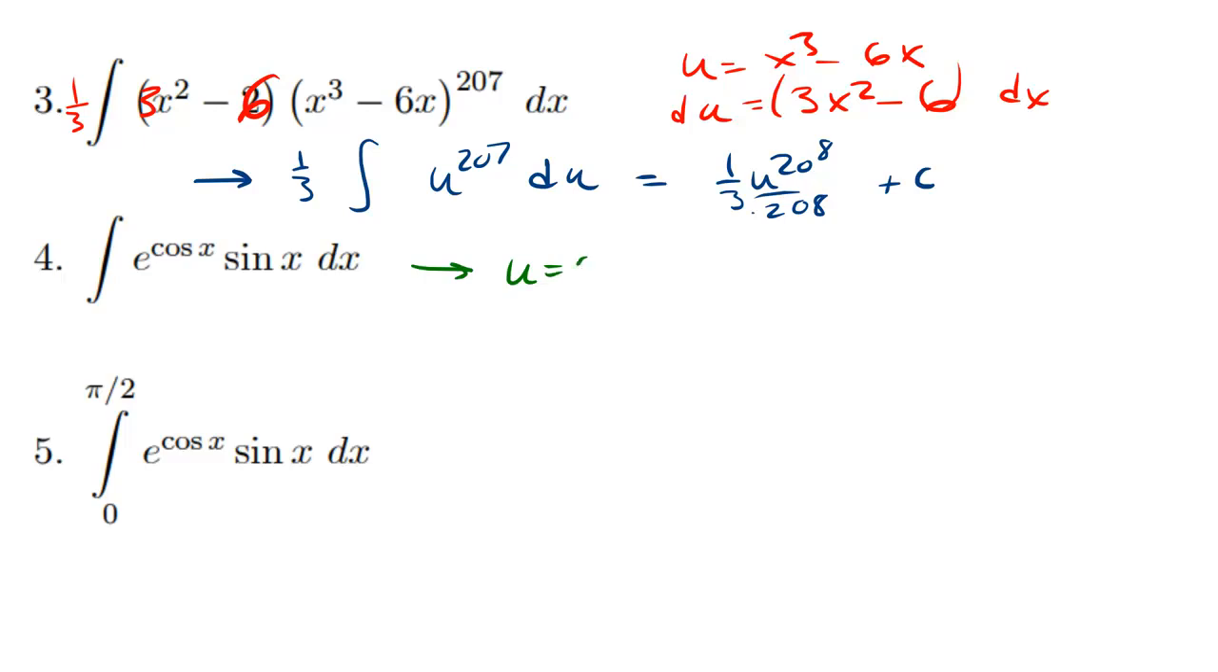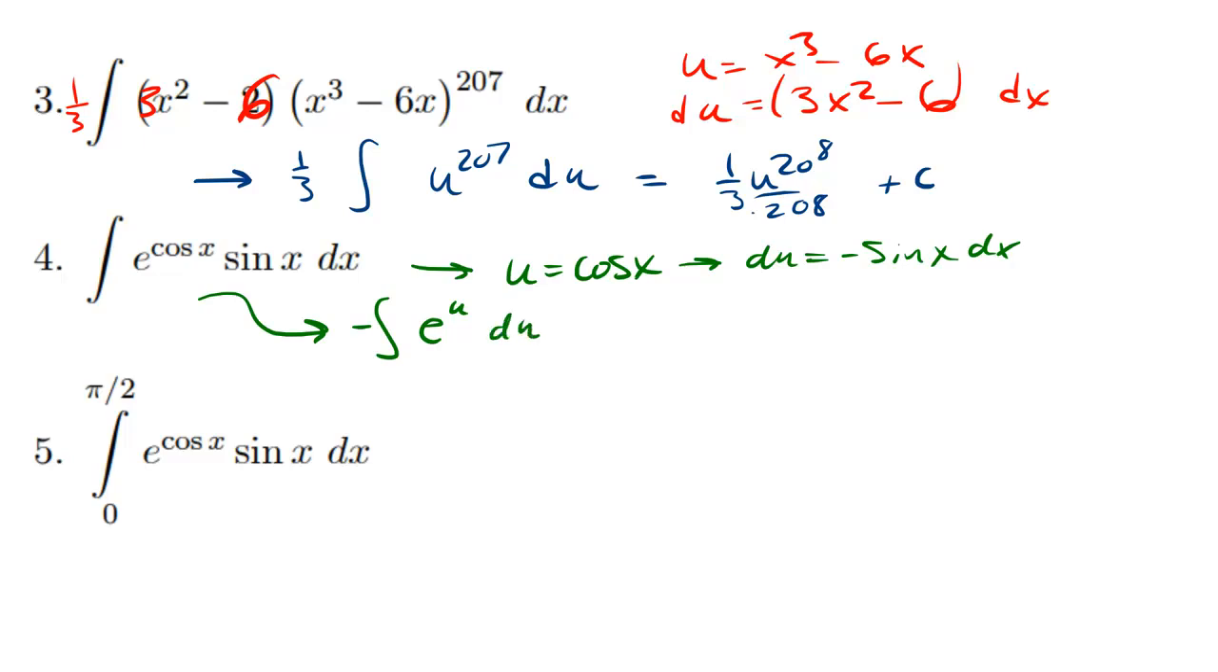Let's let u be what's up top. Then du is negative sine x dx. Super close to this. It's just off by a negative. So when I substitute this in, I'm going to get a negative e to the u du. So negative e to the cosine x plus a constant is my answer.